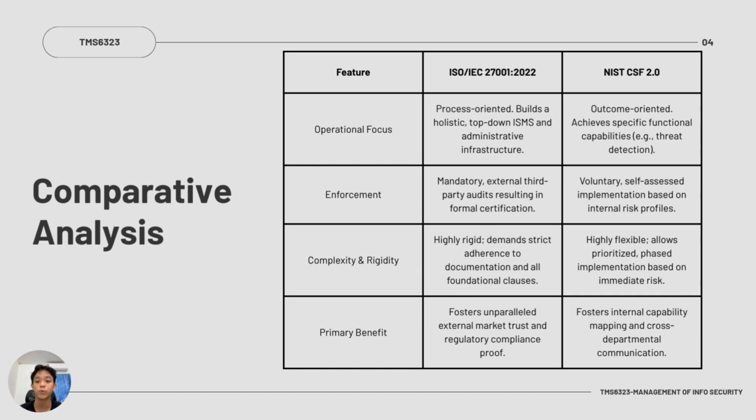When we compare these two models side by side, the core differences lie in their operational focus and enforcement. ISO is process heavy and highly rigid, and it is mandatory if you want certification, making it excellent for proving compliance and building trust with external partners. NIST, on the other hand, is outcome oriented and flexible. It allows an organization to prioritize specific functional capabilities based on their immediate internal risk profile without the pressure or cost of an external audit.